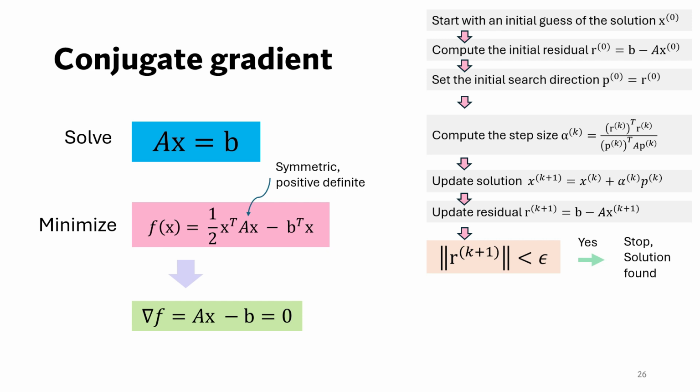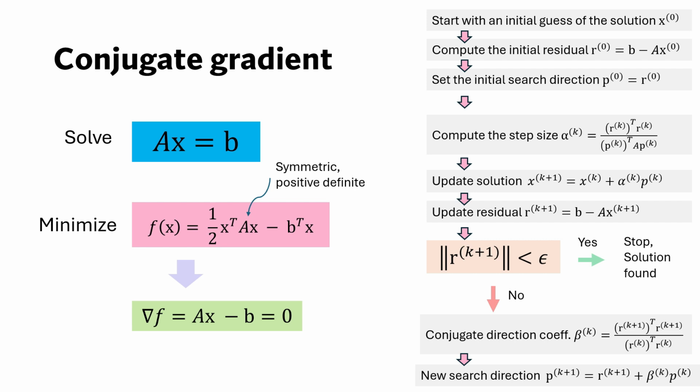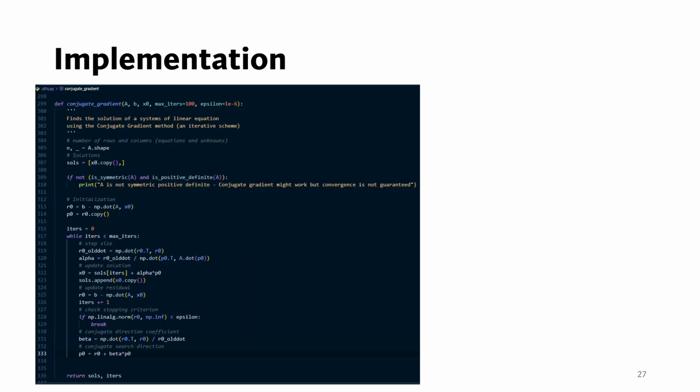Otherwise, we continue and find a new direction that is conjugate to the previous direction. Then, we repeat these steps from computing the step size until a stopping criterion is met. In theory, for a system with n by n matrix, the conjugate gradient method should converge in at most n iterations. To implement this method, we write a conjugate gradient function which, like the Gauss-Seidel function, takes the coefficient matrix A, output vector b, and the initial guess of the solution vector as key inputs.